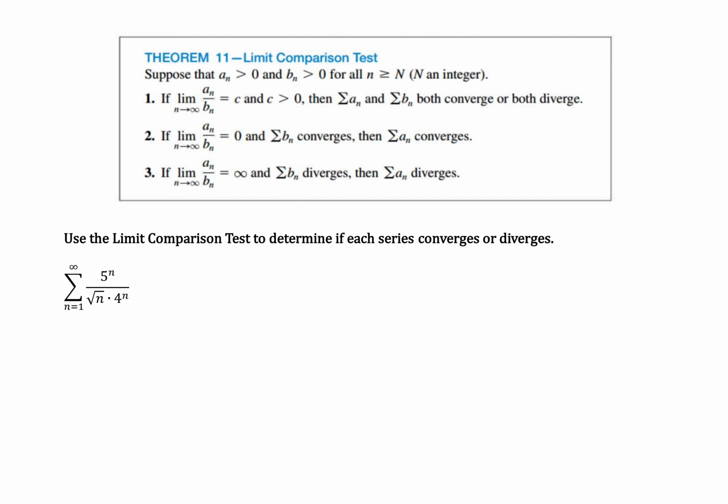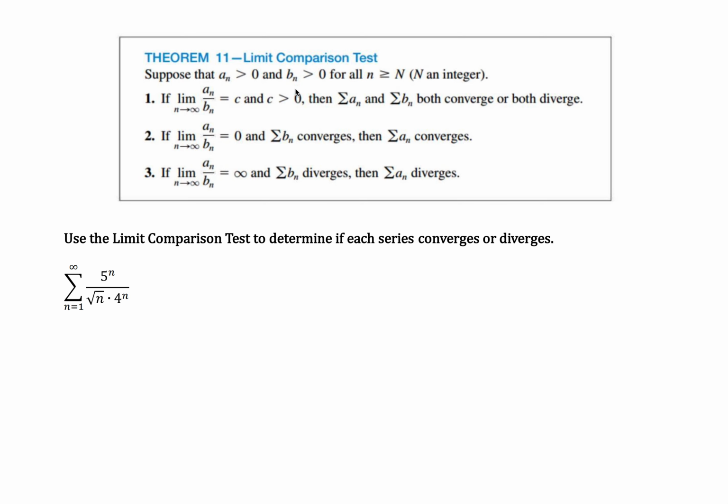The second comparison test that we're going to look at for this section is called the limit comparison test. The requirement for this test is that for all n greater than or equal to capital N, once you get to a certain point, all the values of your two series that you're comparing have to be positive. You could have a few negatives at the beginning, but once you get to a certain point, all the values need to be positive.